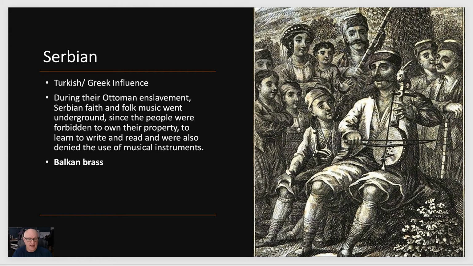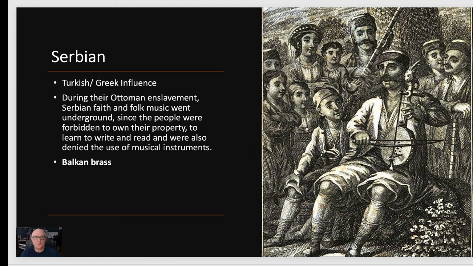They weren't allowed to own property, they weren't allowed to read and write, and they were also denied the use of musical instruments. In fact, one of the penalties for playing a musical instrument was to be blinded, if you can imagine that. Well, now there is a famous style of music called Balkan brass.